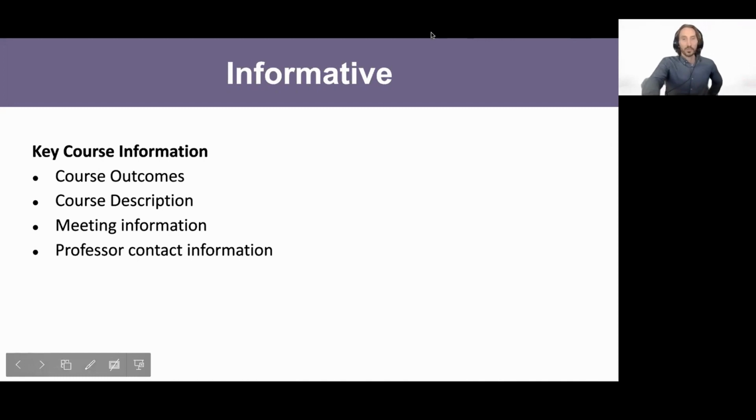Key course information, so the course outcomes, the course description, meeting information, when does the class meet, where does it meet, where are the Zoom links for it. We should be able to see all of that on the front page. Your instructor contact information, how do you want to be contacted, how responsive are you, put all that in there.